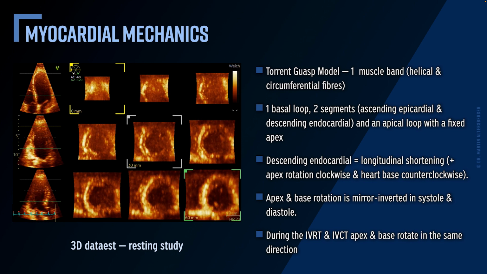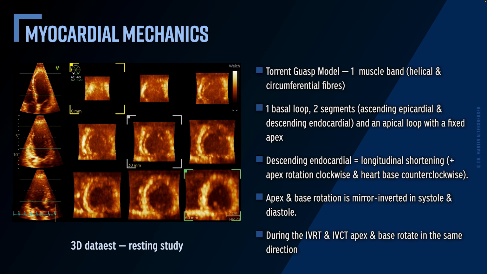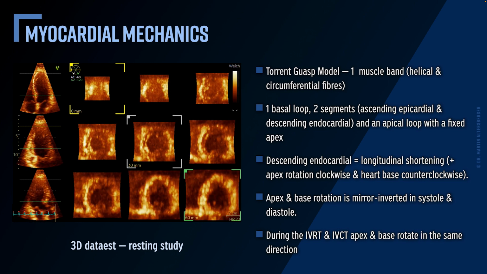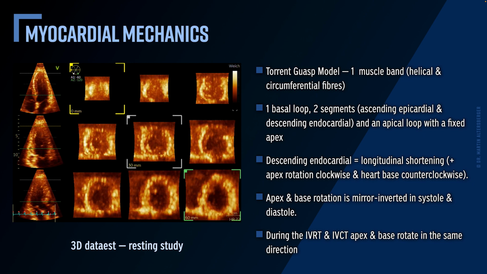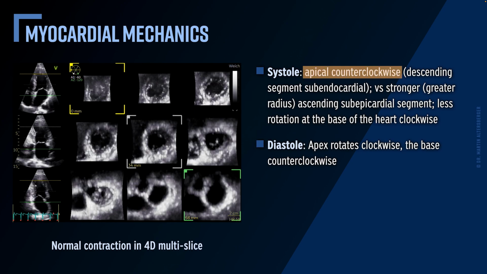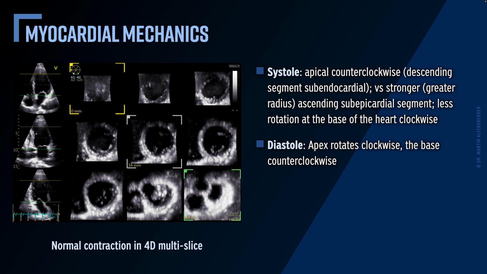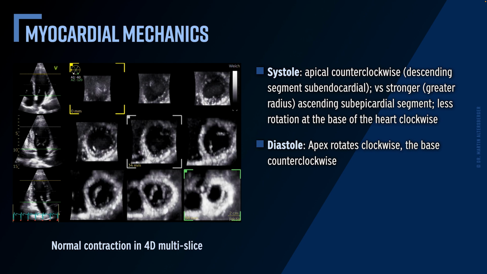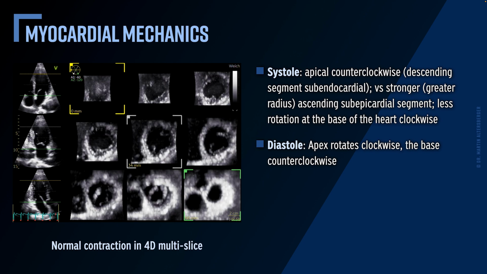The descending endocardial segment is responsible for the longitudinal function, longitudinal shortening. The apex rotation is clockwise, the heart base rotation is counterclockwise. Apex and base rotation always mirror each other inverted in systole and of course diastole. During the IVRT and the IVCT, apex and base rotate in the same direction. So overall in systole, we have an apical contraction counterclockwise, descending segment subendocardial versus the greater radius of the ascending subepicardial segment. There is less rotation at the base of the heart clockwise.